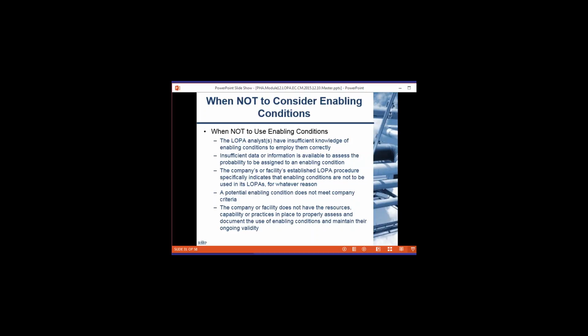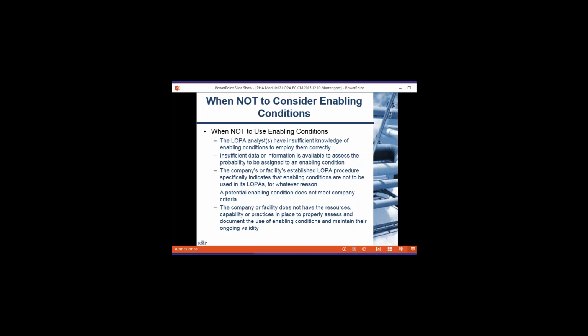Furthermore, the company or facility's established LOPA procedure specifically indicates that enabling conditions are not to be used in LOPA for whatever reason, or a potential enabling condition does not meet company criteria. In this case, you simply leave it as a 1. You leave it as 100%. You focus more on your IPLs. You focus more on your recommendations, whatever you need to do to meet your LOPA requirements.